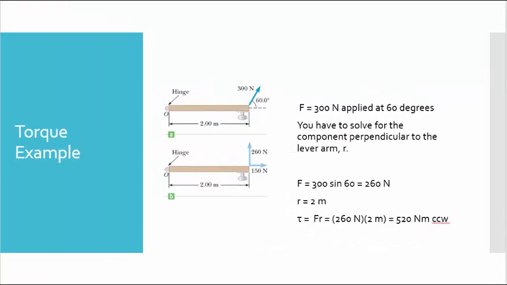Real quick reminder on how to break forces into components. We have an example where we have 300 newtons applied at a 60-degree angle to the door, and we need that vertical component. It's opposite the angle, so we're going to use sine of 60. So you take your original force, which is 300, multiply it by the sine of 60, you get 260. The lever arm is 2 meters, and so the torque on the door is going to be force times the lever arm, which is 260 times 2, which is 520 Newton meters.